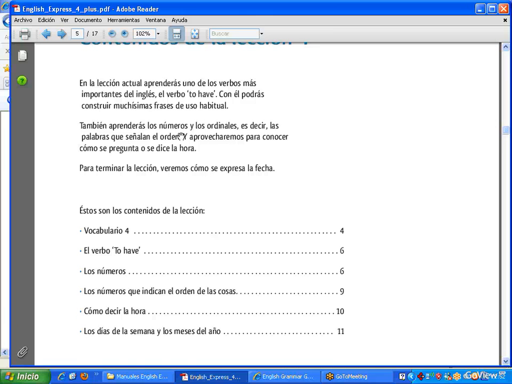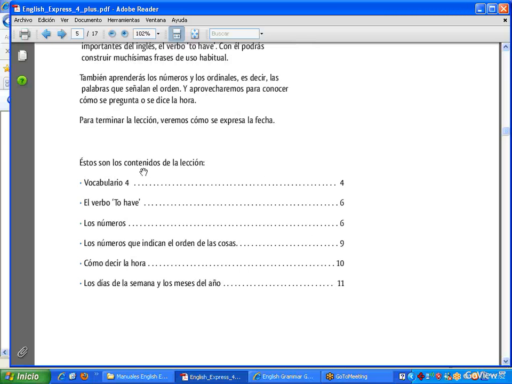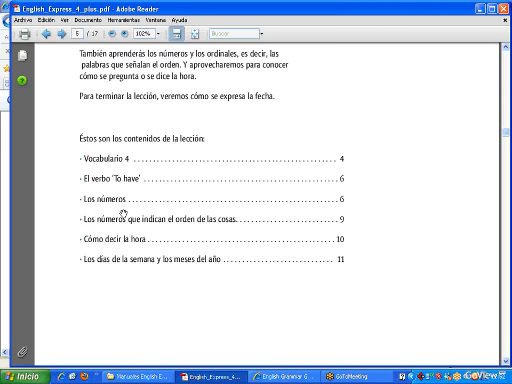After learning these, you're going to learn how to say the date, la fecha, the date in English. So here we have the contents, vocabulary. Tenemos que aprender. We have to learn the vocabulary. Okay? Then we have the verb to have, the numbers that indicate the order of things.